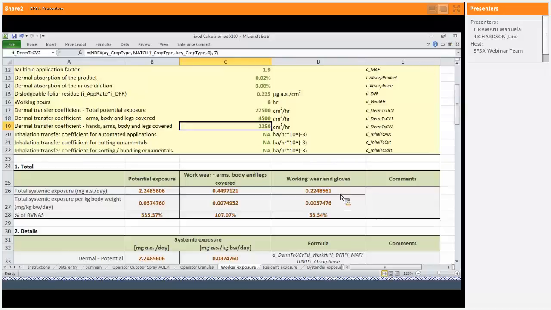So we can see here in our scenario that where the worker is only wearing standard workwear, so covered arms, body and legs, we're just slightly over the AOEL. However, when gloves are being worn, this would give the workers protection. So I think we maybe move to the next scenario, because this also has a little bit of a theme about gloves as well.